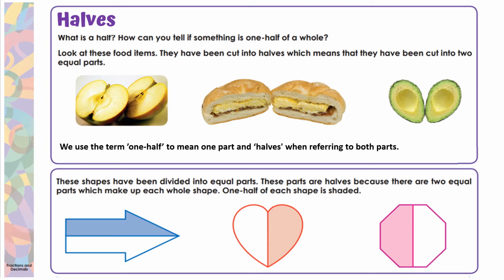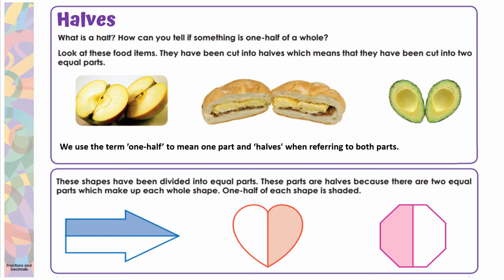So before we start, let's just quickly go back and review what halves and quarters are. So what is a half? How can you tell if something is one half of a whole? Look at these food items. They have been cut into halves, which means that they have been cut into two equal parts. Now, the most important word there is equal. We use the term one half to mean one part and halves, with H-A-L-V-E-S, when referring to both parts.